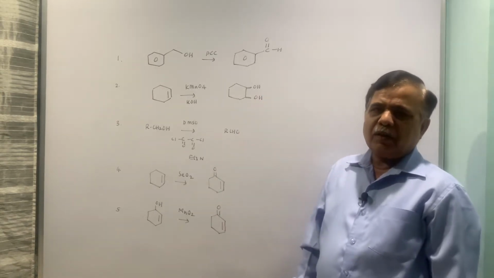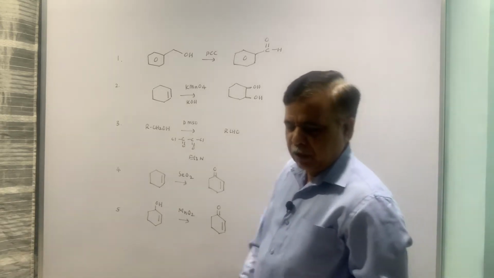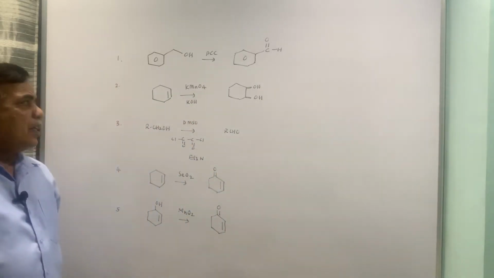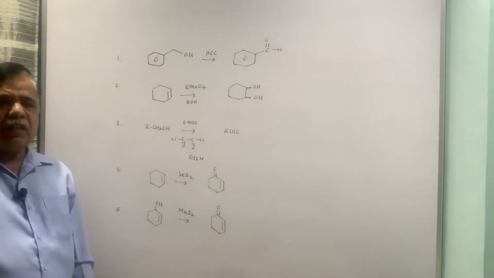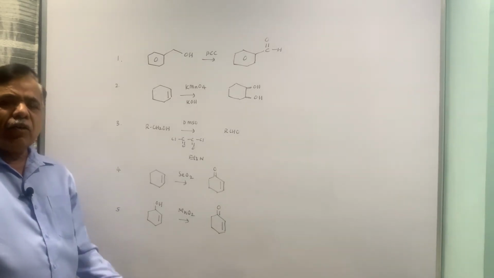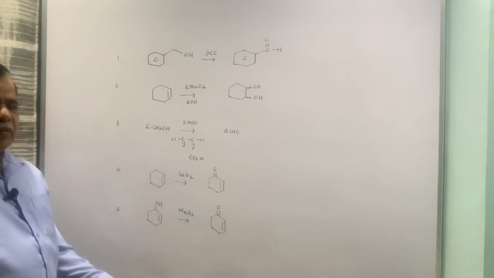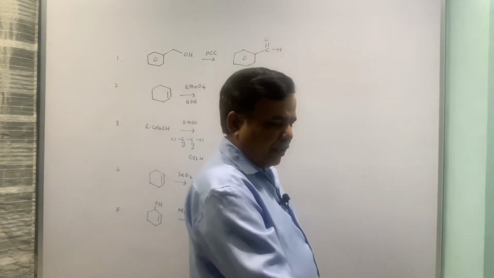So first of all, the meaning of oxidation and reduction. Oxidation is a process of losing electrons, whereas reduction is gain of electrons. Oxidation is addition of oxygen or removal of hydrogen. Similarly, reduction is removal of oxygen or addition of hydrogen. So those are the broad definitions.